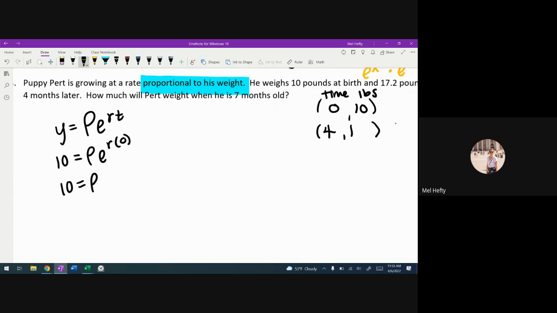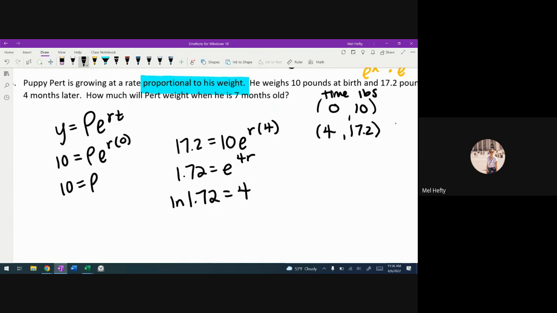All right. So I'm going to do 17.2 and my time is going to be 4. So now I'm plugging in 17.2. I'm plugging in the 10 for the P, e to the R times that should be a 4. I'm going to divide by 10 by moving this decimal point. And how do I get rid of an e? Natural log. Natural log gets rid of an e. They're inverse functions. Then I'm going to divide by 4.